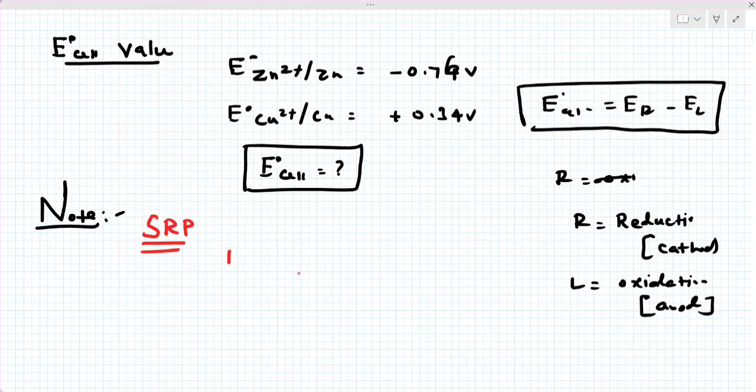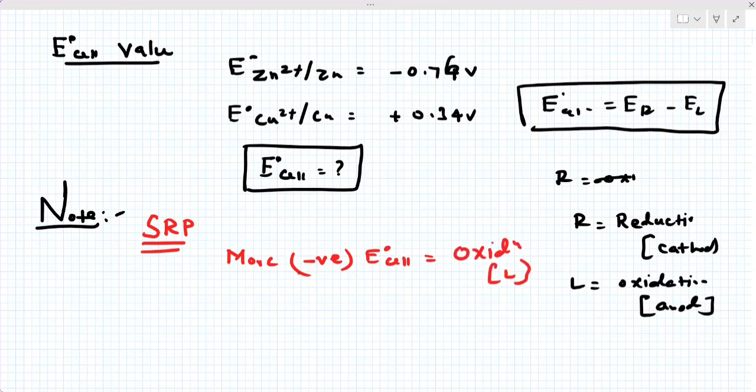Please note, the more negative value undergoes oxidation. It means the left side. Similarly, the more positive value undergoes reduction. It is the right side.